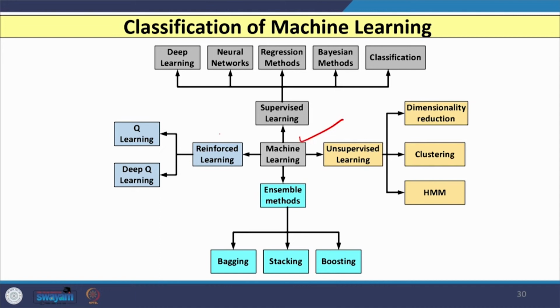Now, based on this, if I consider the classification of machine learning, then machine learning algorithms can be classified as reinforced learning, in which we have Q learning and deep Q learning. We have unsupervised learning, in which dimensionality reduction, clustering and HMMs are there. We have ensemble methods, in which bagging, stacking and boosting are there, and we have supervised learning, based on which deep learning, neural networks, regression methods, Bayesian methods and classifications are carried out.